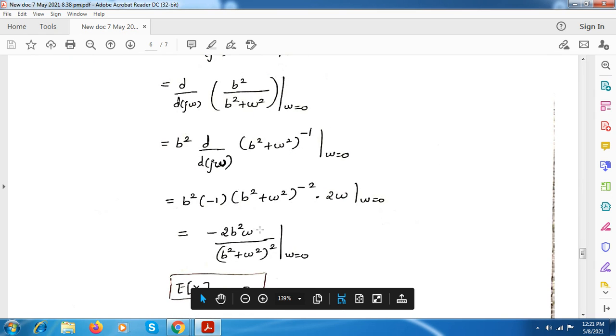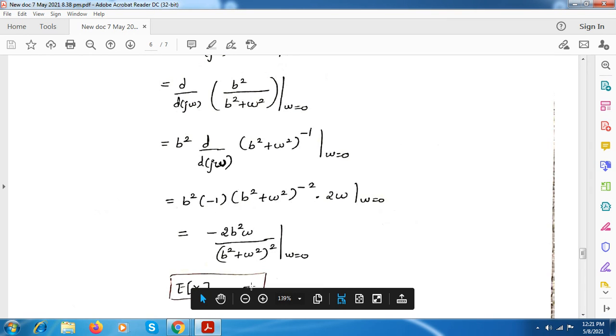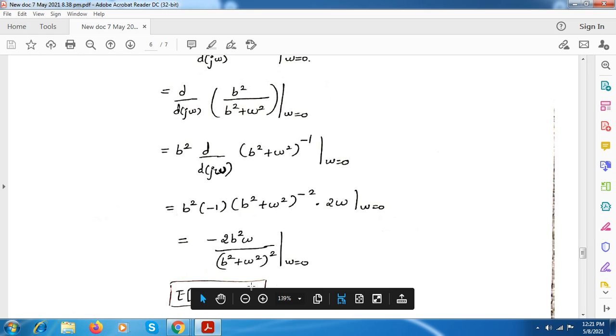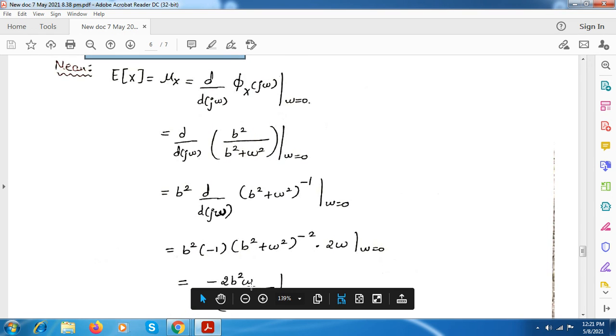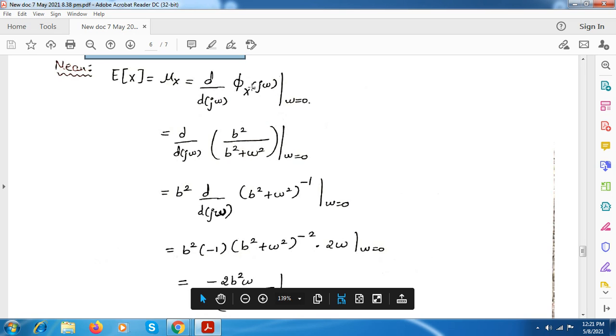So if you put omega is equal to 0, here this is the 2b square into omega divided by b square plus omega square. Here also you have to put 0, so this will be b to the power of 4. But in the numerator you have omega term. If you put omega is equal to 0, you get it as 0. So the mean value for Laplace is 0. Just take down this derivation. For mean, we have to differentiate the characteristic equation. After differentiating, you get this, then put omega is equal to 0, so the mean value will be 0.